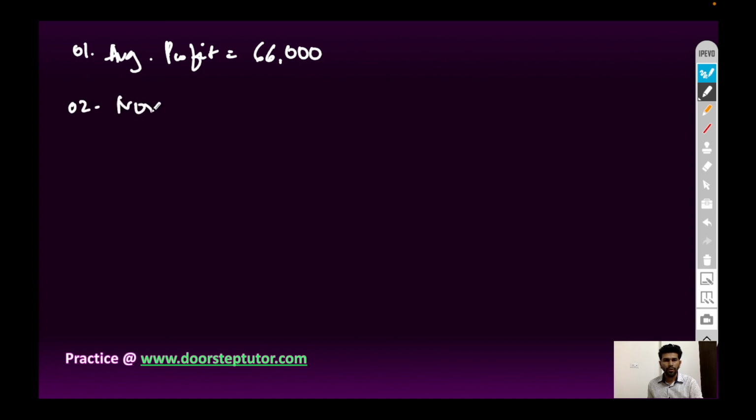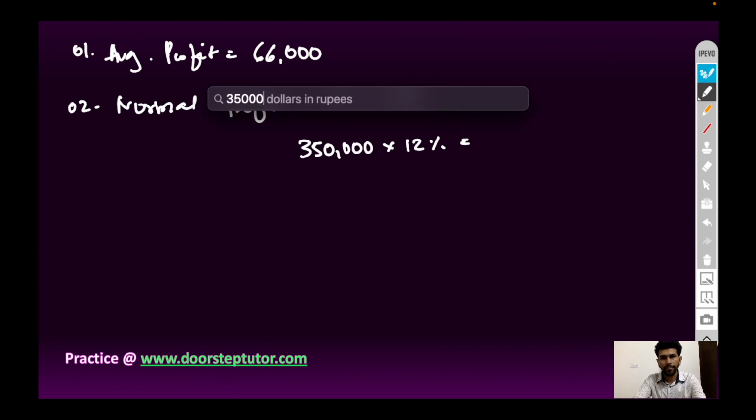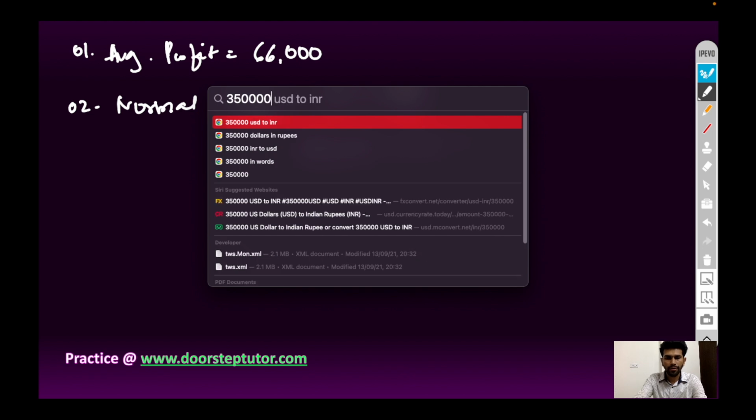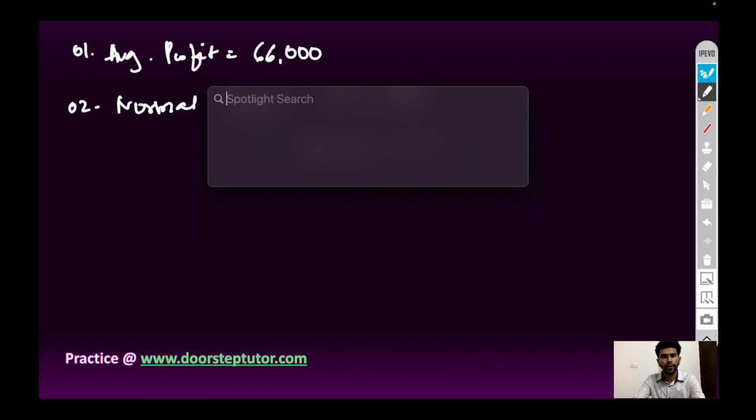Second, normal profit is equal to capital employed, that is total investment, multiplied by normal rate of return. So capital employed is 3,50,000 and normal rate of return is 12%. So normal profit is equal to 3,50,000 into 12%, that is 42,000.